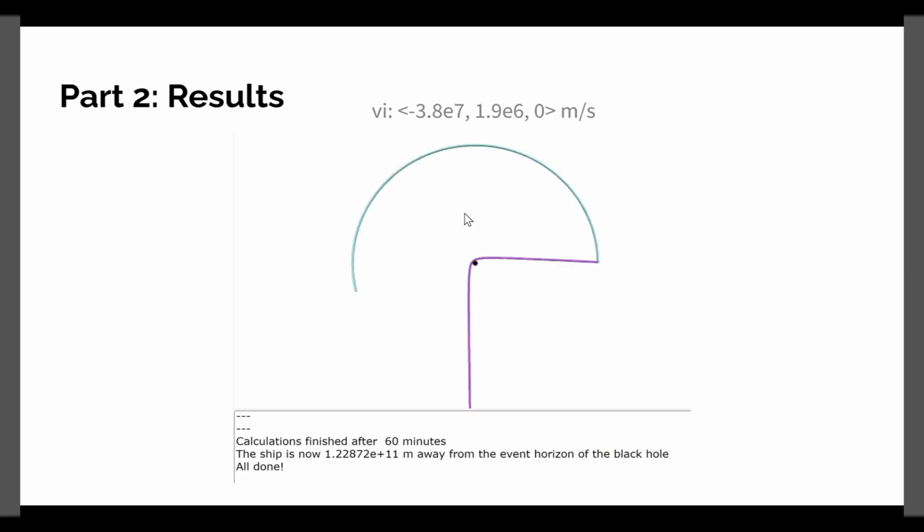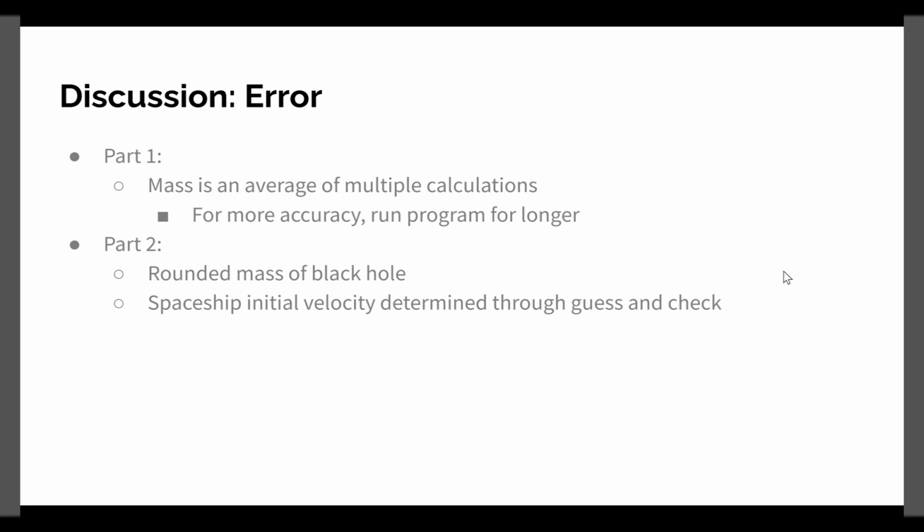Here's the result from part two. Again, this is the initial velocity that I calculated through trial and error to get this position as close to the black hole as possible, while also being able to leave orbit and not crash into the planet.